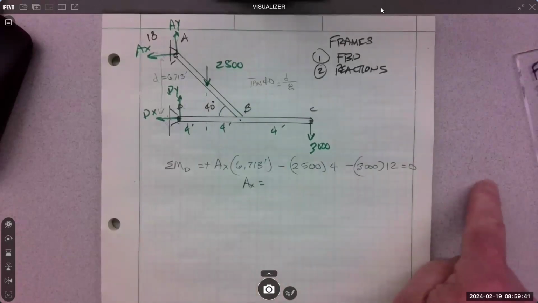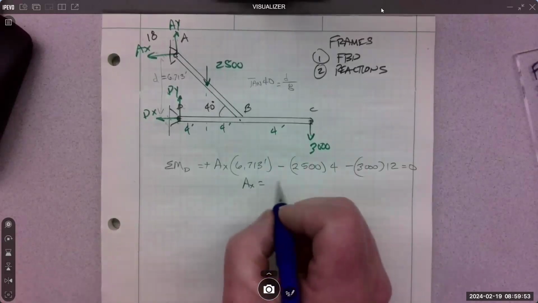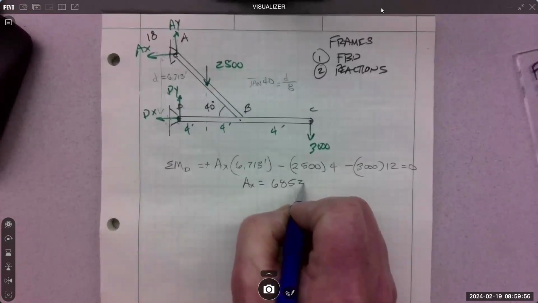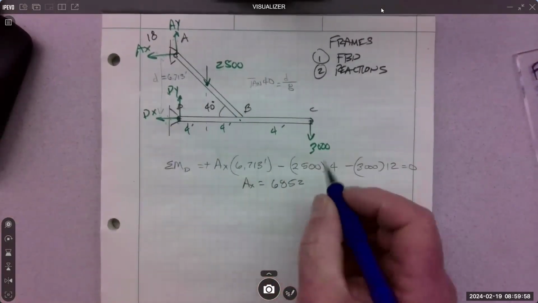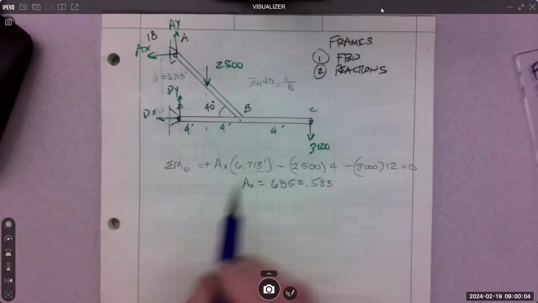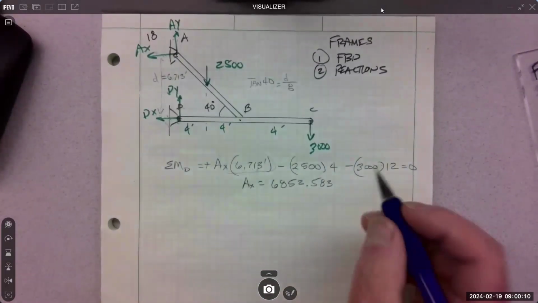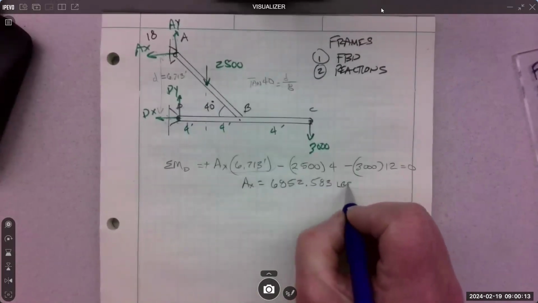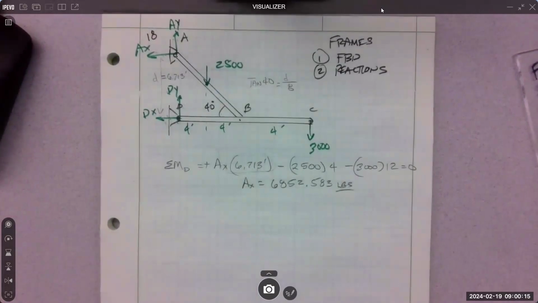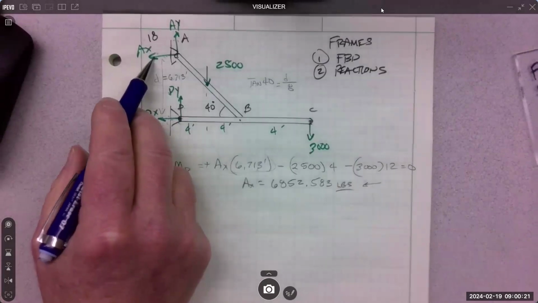See if the engineering firm can come up with a number here. To move to the other side, become positive. Six, 8, 5, 2. Boy, I get 5, 8, 3. I use the whole number here. Pounds. And it's a reaction, so it's just pointing in the direction that we assumed. That's AX.